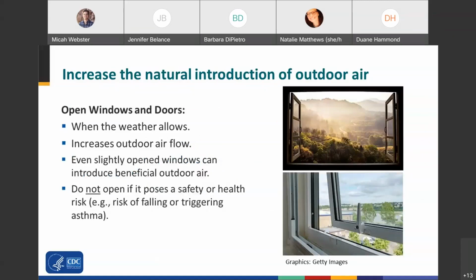Increase the natural introduction of outdoor air. One easy way to do it is by opening windows, certainly when weather allows. You don't want rain or snow or heat or cold coming in. That also increases outdoor airflows. Even a slightly open window can introduce beneficial outdoor air. But certainly do not open if it poses a safety and health risk. Certainly falling out of a window, triggering asthma for those that are sensitive to asthma, and also mold. If it's high humidity outside, you can get other indoor air quality problems. So certainly be strategic about when you choose to use open windows to increase ventilation. Next slide, please.